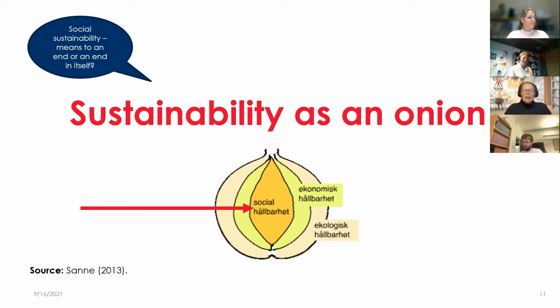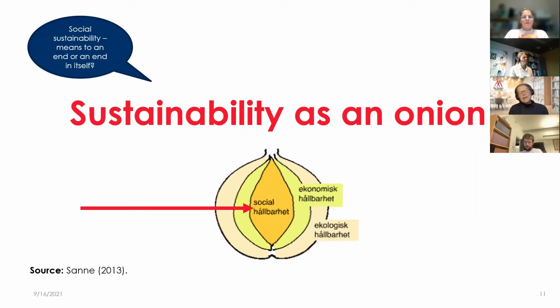But we now move to models where these three components, three different types of sustainability, are not equal or don't have the same role. And here is one model, sustainability as an onion. This is from a Swedish researcher called Christer Sanne.